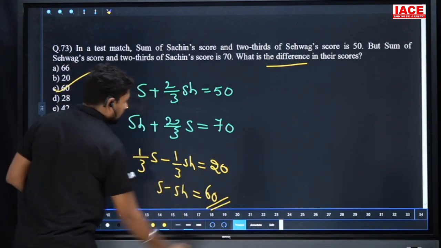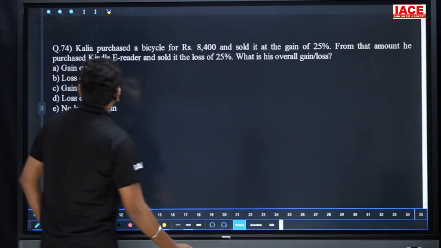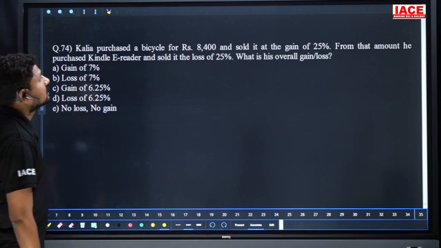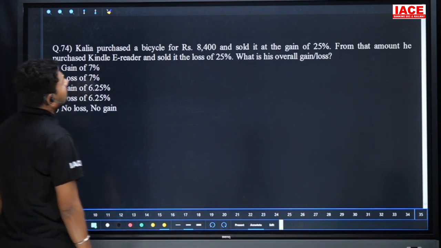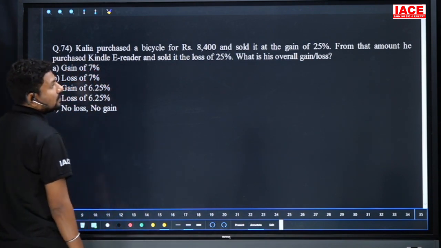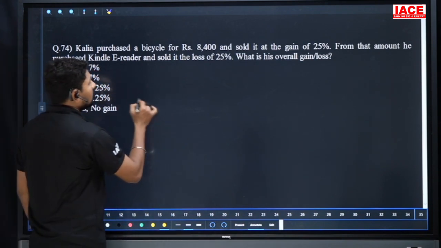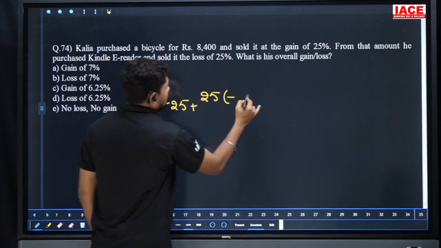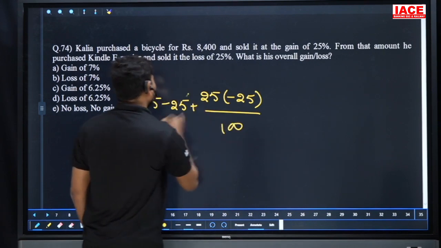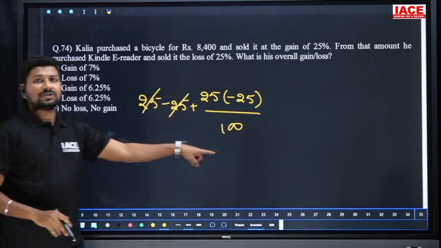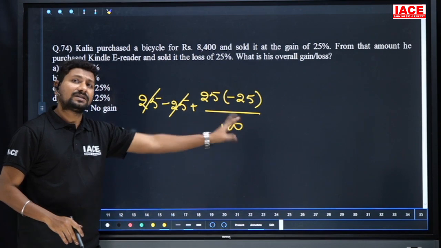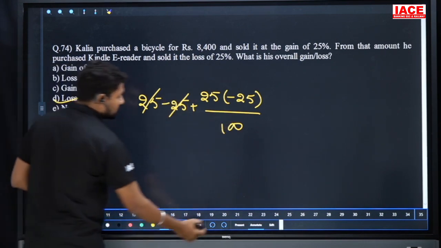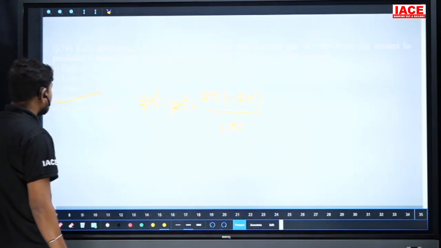60. And next here Kalia purchased a bicycle at 8,400 and sold it at a gain of 25%. From that amount purchased Kindle reader and sold it at a 25% loss. What is the overall gain percentage? Apply the net percentage formula. 25 minus 25 plus 25 into minus 25 by 100. Then minus plus cancel. 25 into 25 is 625. It is negative value. 625 by 100 means 6.25. It is a negative value means loss. How much percentage loss? Here 6.25% loss. Option D.